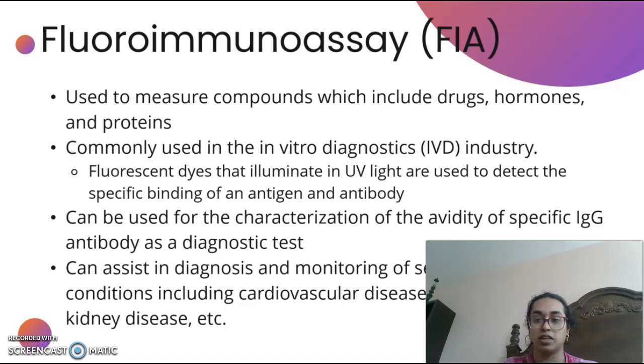Fluorescence immunoassay is a simple, rapid, and sensitive technique that is used to measure many compounds, including drugs, hormones, and proteins. This method has been widely applied in the in vitro diagnostics industry, and in a classical FIA, fluorescent dyes that illuminate in UV light are used to detect the specific binding of an antigen and antibody.